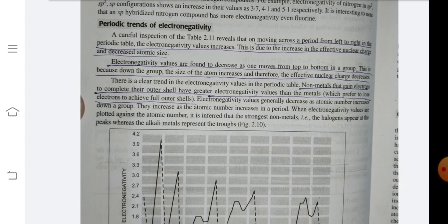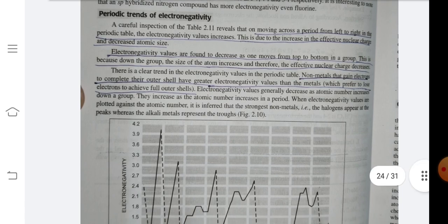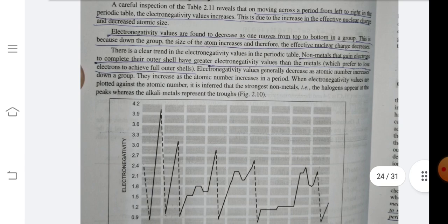Periodic trends of electronegativity. A careful inspection of table 2.11 reveals that on moving across a period from left to right in the periodic table, the electronegativity value increases. This is due to the increase in the effective nuclear charge and decreased atomic size. Electronegativity values are found to decrease as one moves from top to bottom in a group. This is because down the group the size of the atom increases and therefore effective nuclear charge decreases.